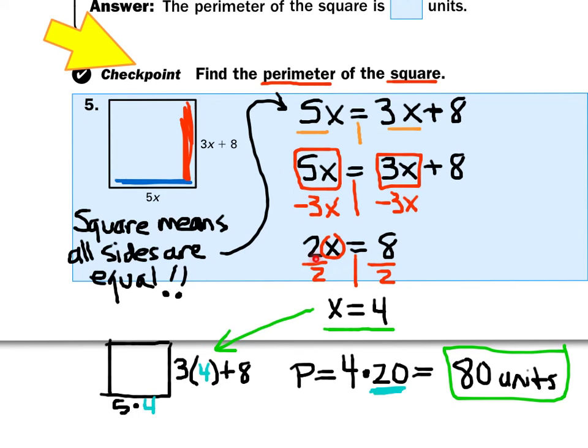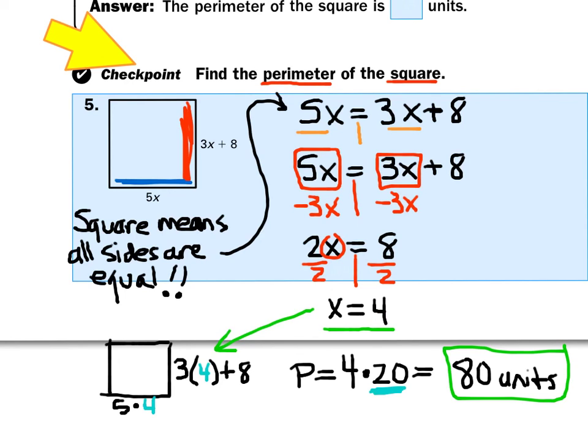5x minus 3x gives me 2x. I brought down the equal sign. 3x minus 3x became 0, so they disappear, and I bring down the 8. So 2x equals 8. I circled the variable, brought down the wall. I divided both sides by 2, so I found that x equals 4.